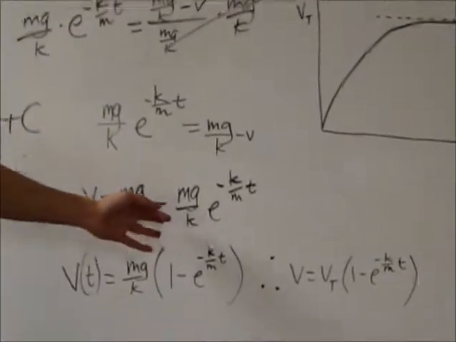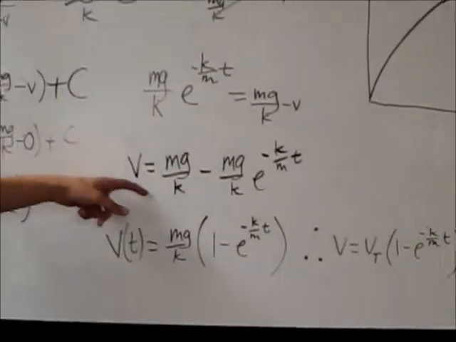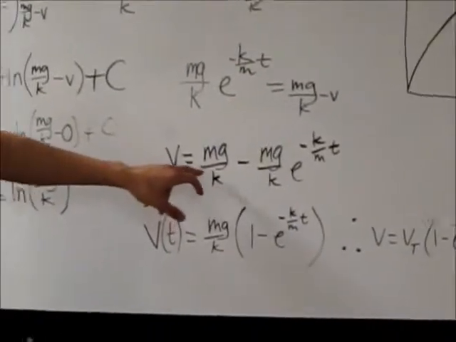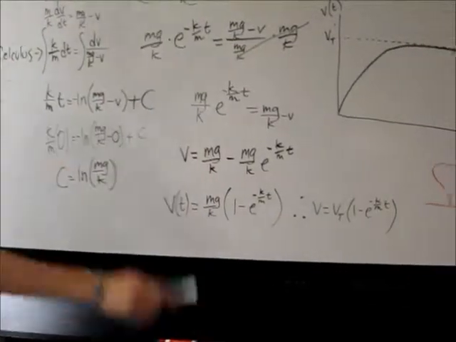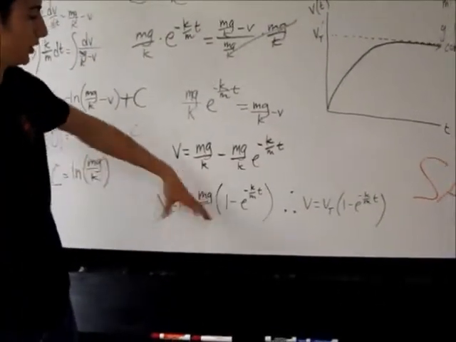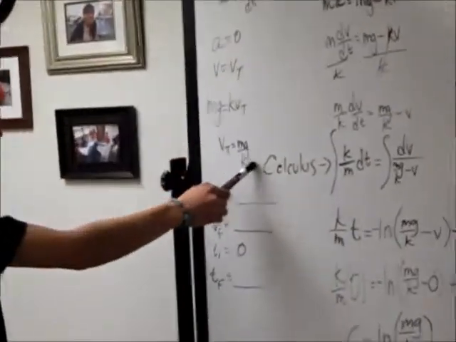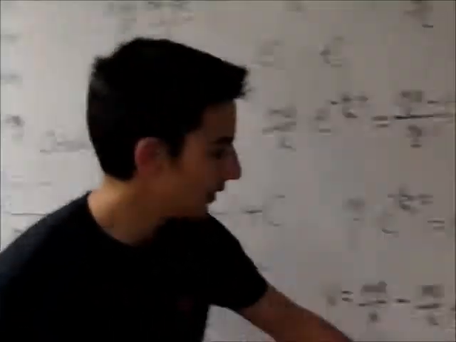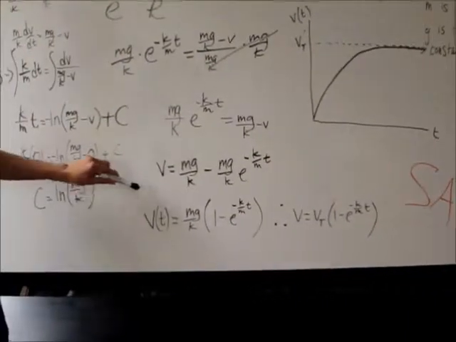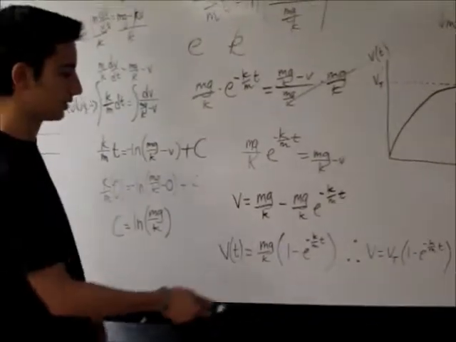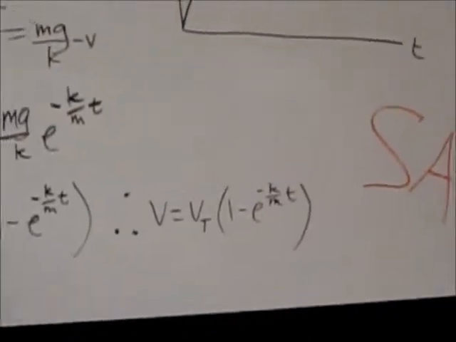And now we are going to do some reworking, so we get v on the side by itself. So that comes out to this, right? And we know we already plugged in c up here, right? Don't forget about that. Important. So now we just do some factoring out, and we know that mg over k back over here equals v_t. So we can say that the terminal velocity, okay, is that, right? And so we can say the velocity as a function of time is the terminal velocity times 1 minus e to the negative k over m times t.